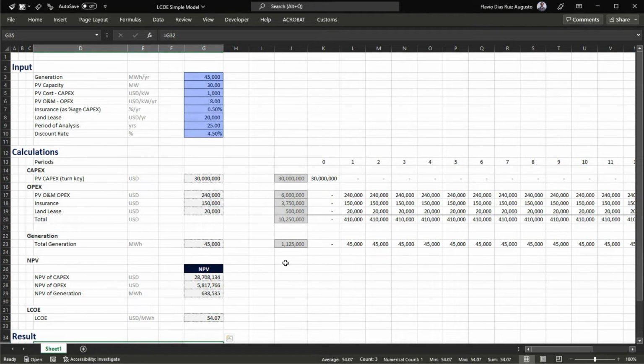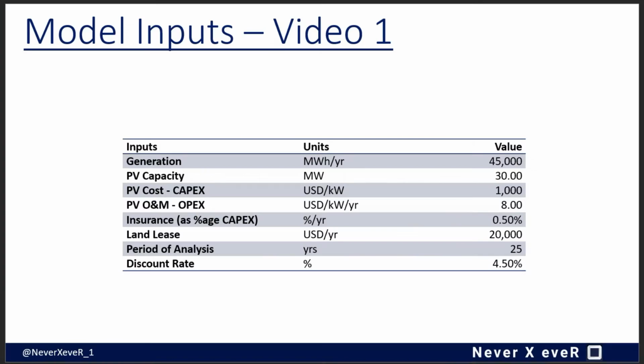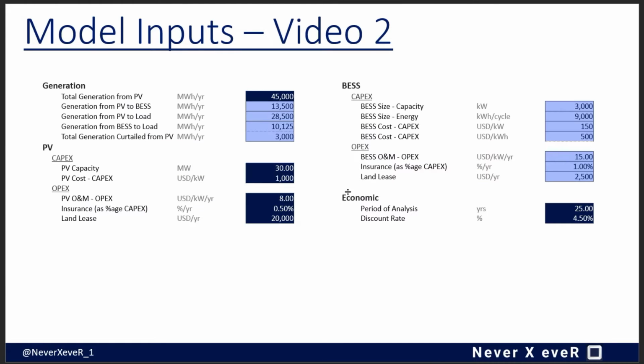So today we're going to add the battery system, and we're going to see how that changes everything and how that adds complexity to the model. So we're going to look at how to calculate those. The first thing we need to look at is, what are the other inputs we need to consider? I just put in here the new inputs. The dark blue ones are the inputs that we used previously in our first video, and the light blue ones are the ones that we're going to add.